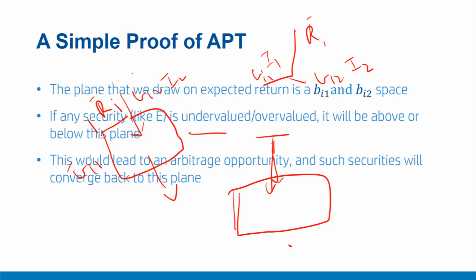Let's say if it is underpriced and it falls above, its expected returns are higher, then because of the arbitrage argument, it will be driven towards this plane. If it is overpriced, it will be below this plane and driven upwards towards this plane because of arbitrage opportunity. And ultimately, within a short time frame, it will lie on this arbitrage equilibrium plane.